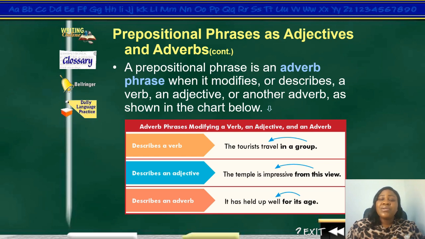In a group is the adverb phrase and it modifies the word travel. The temple is impressive from this view. From this view is the adverb phrase and it modifies the adjective impressive. It has held up well for its age. For its age is the adverb phrase and it modifies the adverb well.